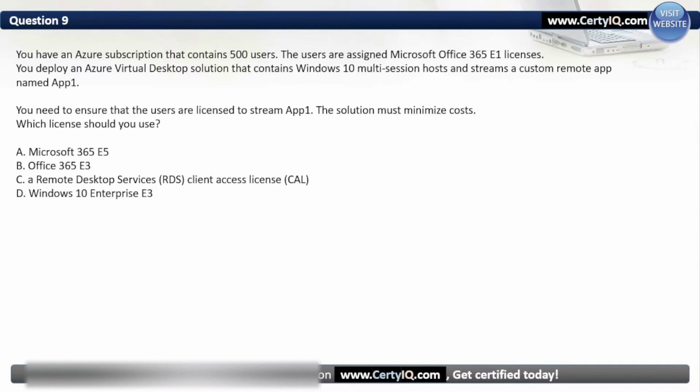Question 9. You have an Azure subscription that contains 500 users. The users are assigned Microsoft 365 E1 licenses. You deploy an Azure virtual desktop solution that contains Windows 10 multi-session hosts and streams a custom remote app named App1. You need to ensure that the users are licensed to stream App1. The solution must minimize costs. Which license should you have?